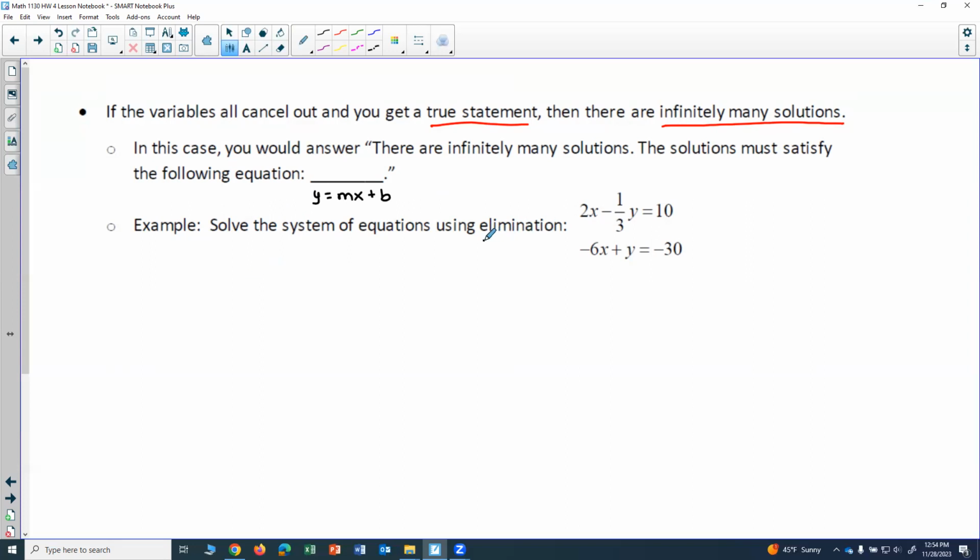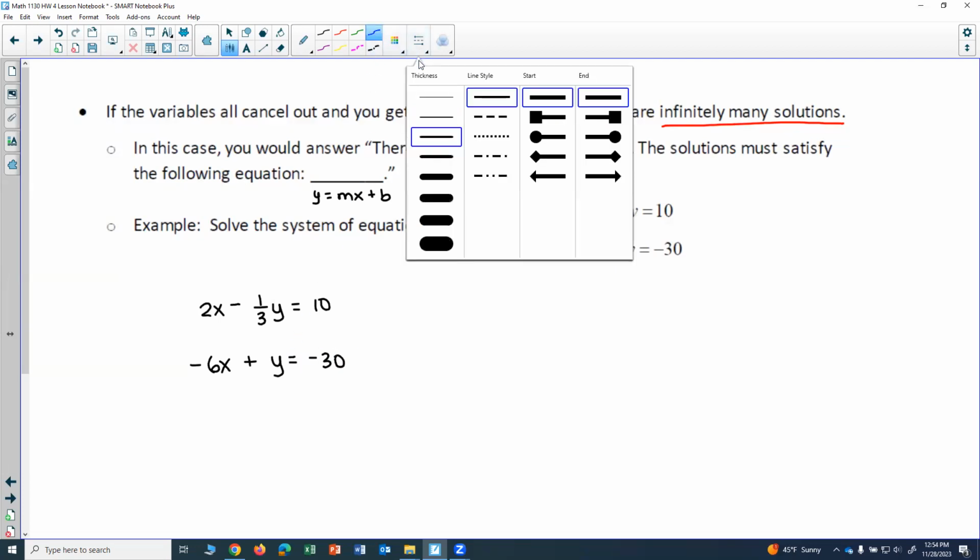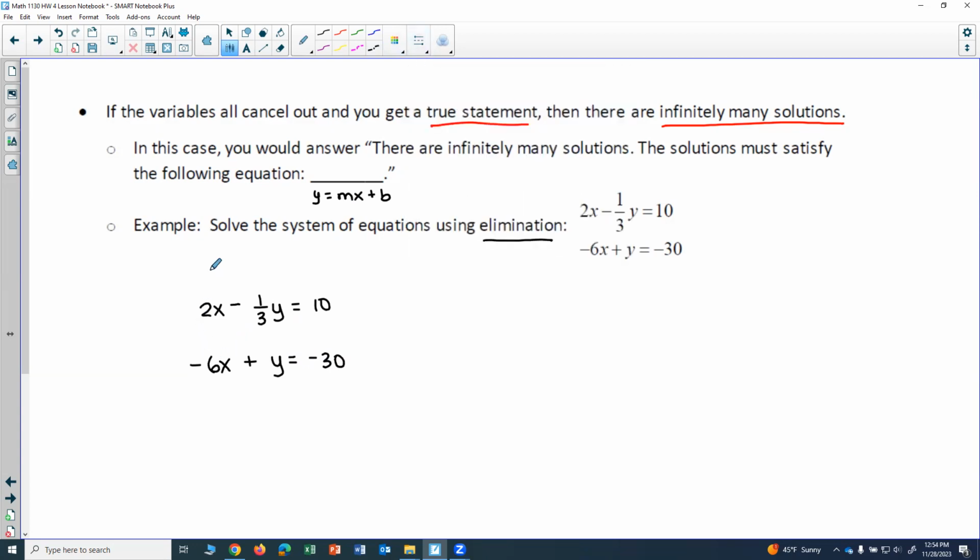So let's use the process of elimination here. I have 2x minus 1/3 y equals 10. And I have -6x plus y equals -30. Now I'm going to pick one of the variables to eliminate since I'm doing elimination. So if I wanted to choose, I would go ahead and eliminate x. Remember, it's a choice. You could choose y instead.